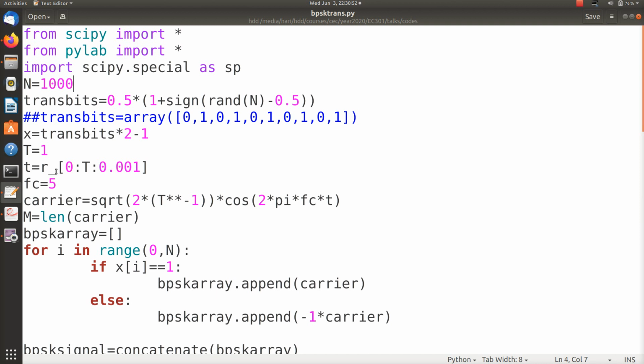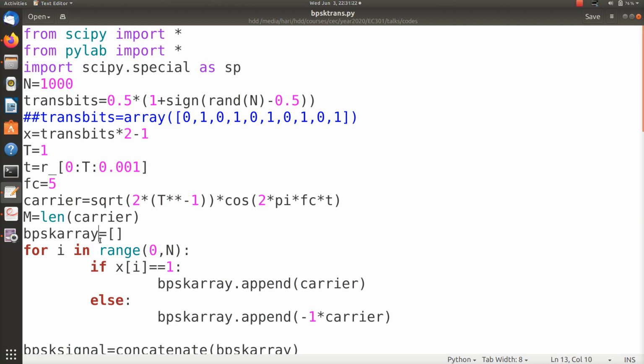Then I have to define a carrier. So for that I put, say, T equal to 1, some unit time. In that I define a time vector t from 0 to T with an increment of 0.001. I take the carrier frequency fc to be 5, and I define a carrier as root of 2 by T cos 2 pi fc t. And this is the total number of values in the carrier, the length of the carrier vector.